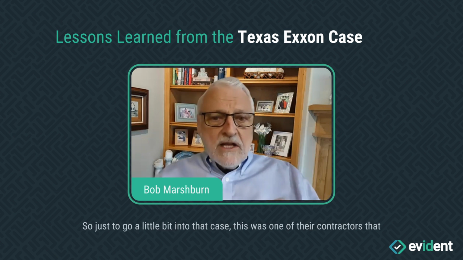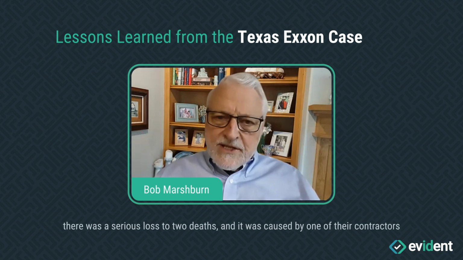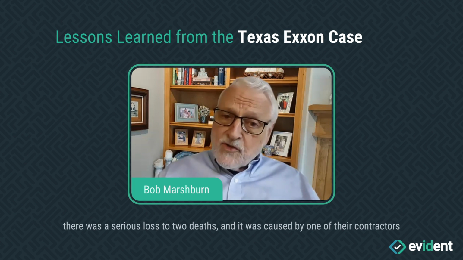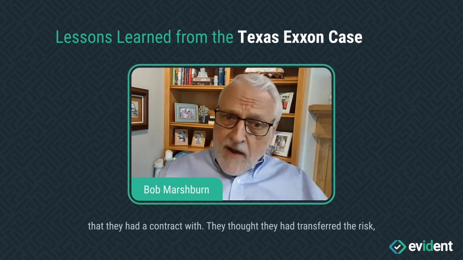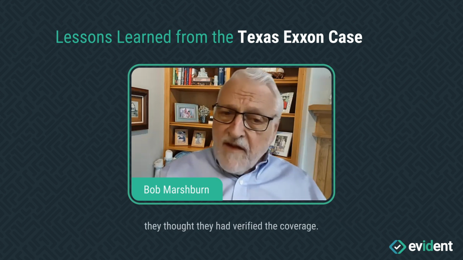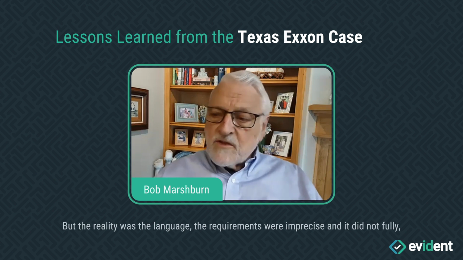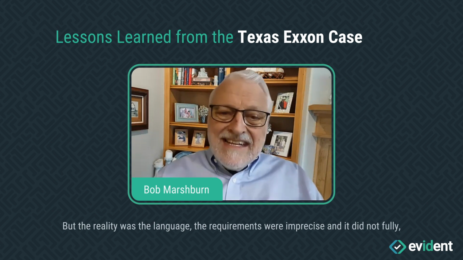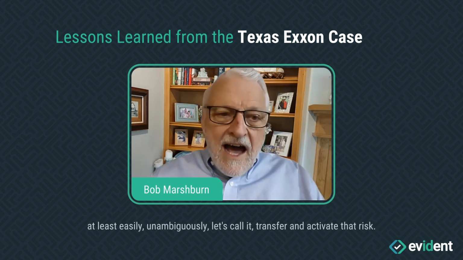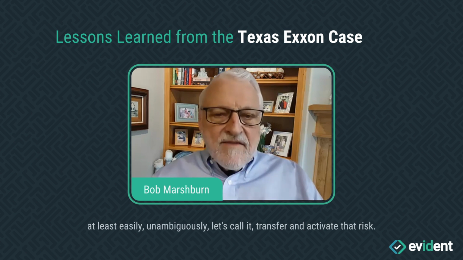So just to go a little bit into that case, this was one of their contractors, and there was a serious loss, two deaths, and it was caused by one of their contractors that they had a contract with. They thought they had transferred the risk. They thought they had verified the coverage, but the reality was the language, the requirements, was imprecise, and it did not fully, at least easily, unambiguously, let's call it, transfer and activate that risk.